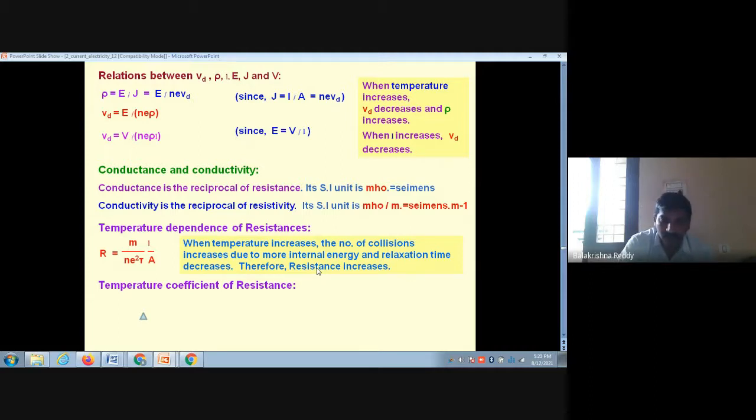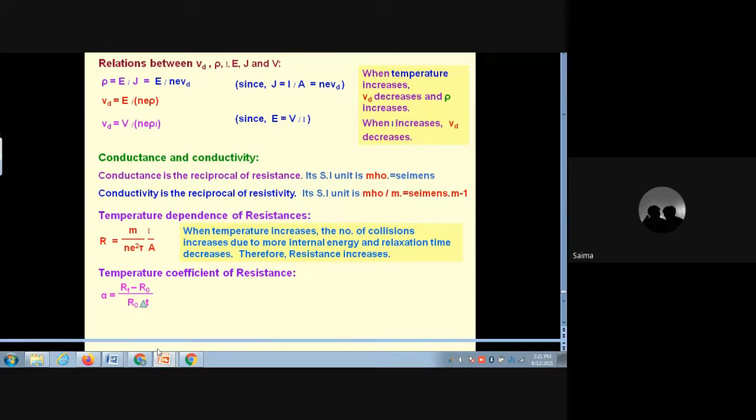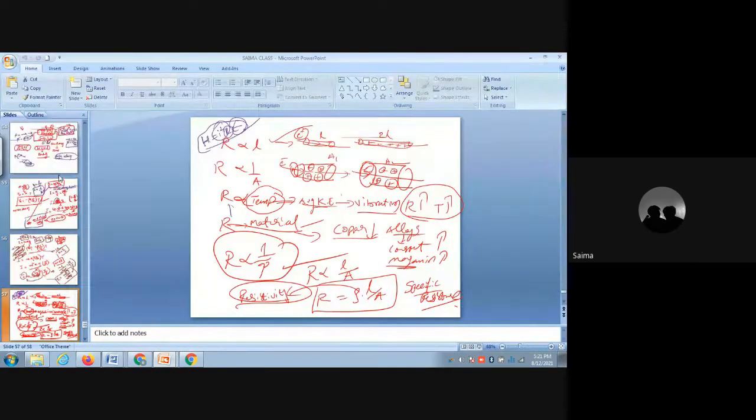Now, how does the temperature coefficient of resistance come into play here? Look at here. You are seeing an equation. Can you read that equation? Alpha is equal to RT minus R naught by R naught delta T. Good.